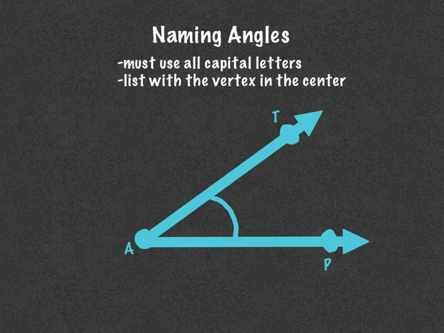Now, naming angles. Again, geometry people really like capital letters, so each point on here is labeled with a capital letter. The way that we are listing our angles, we have two different versions, but in each case you're going to notice that the vertex is in the center. When we're naming an angle, we put a little mini angle symbol here, and this could be angle PAT.